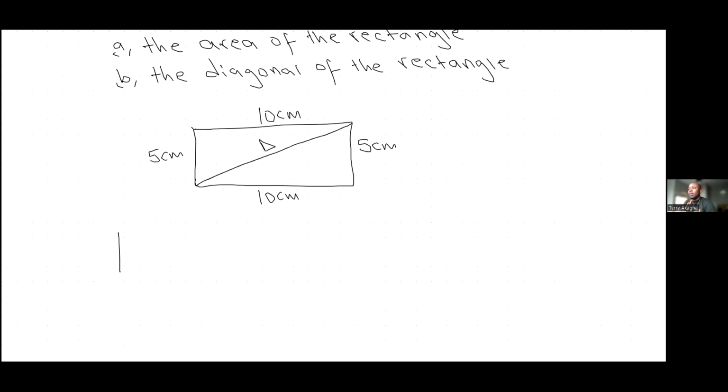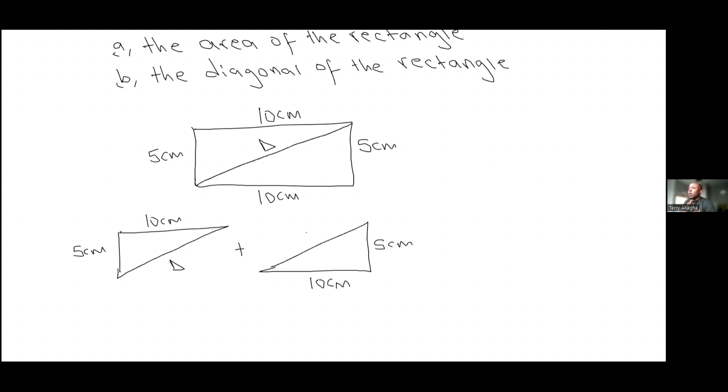So like I said, the diagonal divides it into 2 equal parts. So you have 10 centimeters, you have 5 centimeters, and you have the diagonal. And you also have the other half here. So you have 5 centimeters and 10 centimeters. All right, and this is the diagonal. And you can see that these are also right-angled triangles. So we can now pick one of them so that we can solve for it.